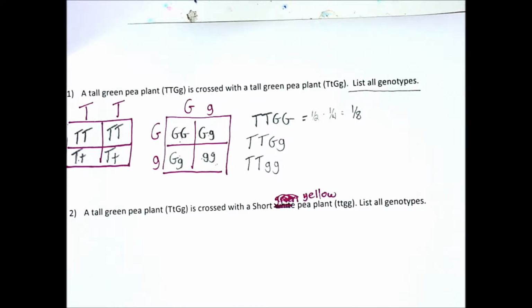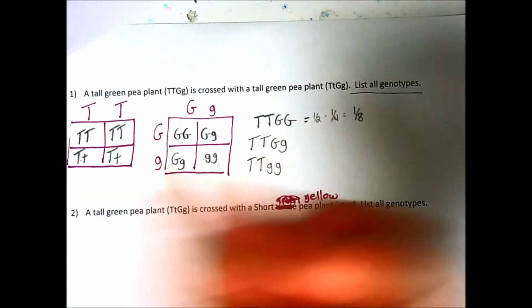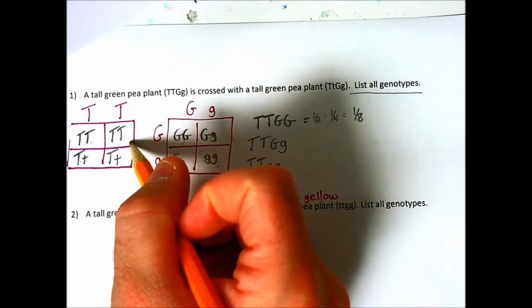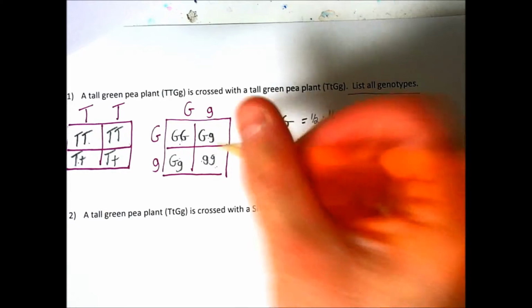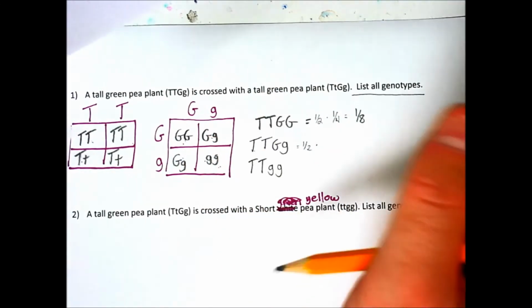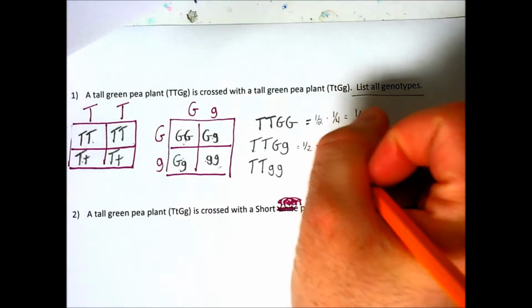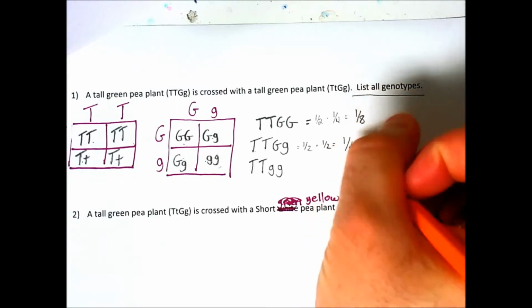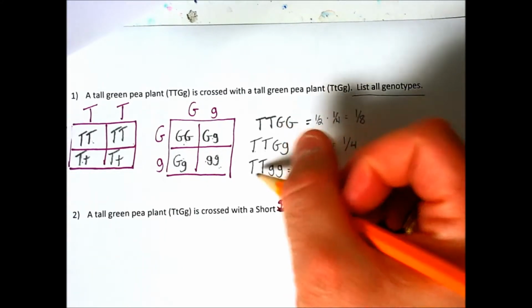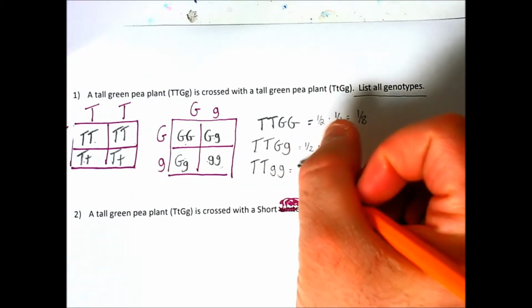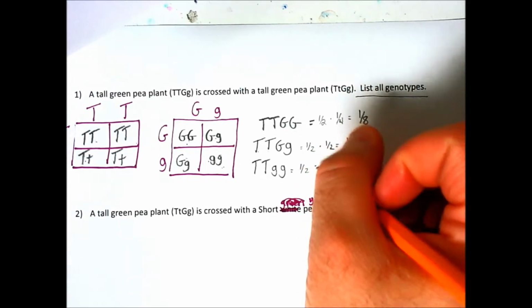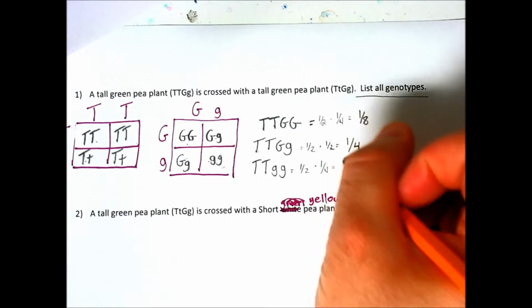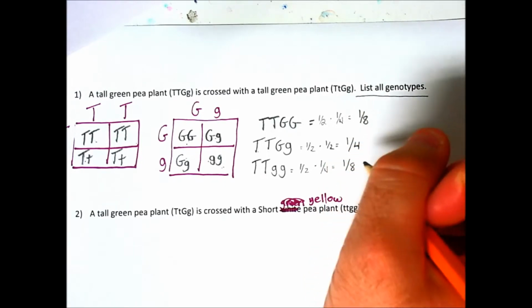How about with respect to big T, what's the chance of it being big T? 1/2. What's the chance of it being big G, little g, the heterozygote? 1/2. And 1/2 times 1/2 is what? 1/4, okay. And then how about being big T? What's the chance of that? Again, that's 1/2. Being the homozygous recessive G? 1/4. That comes out to be 1/8 as a grand total.